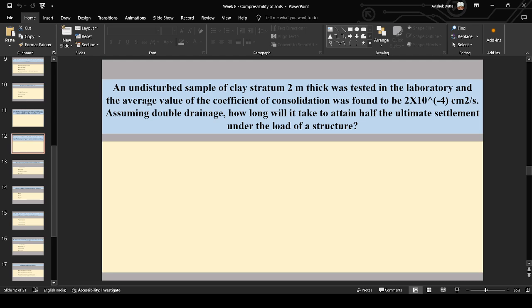So in this question, the time has been asked. You have to use the consolidation formula with respect to the time factor and the degree of consolidation for this undisturbed sample of clay stratum. The thickness has been given and the coefficient of consolidation has also been given, 2 into 10 to the power minus 4 centimeter square per second.